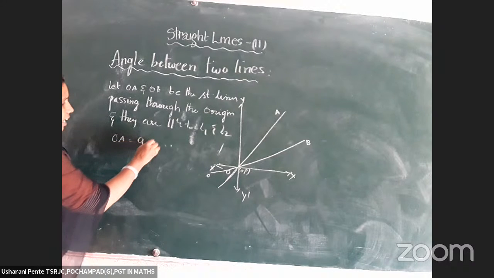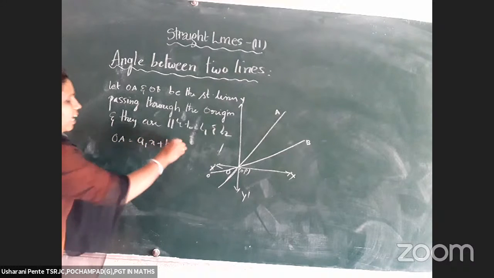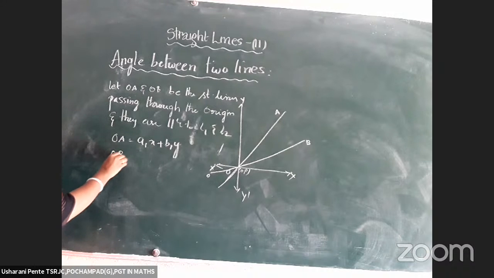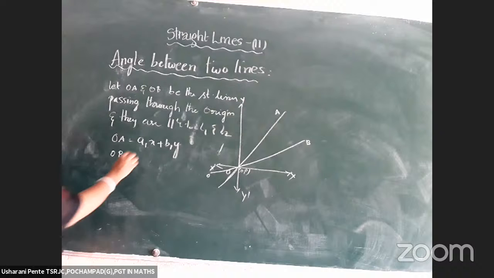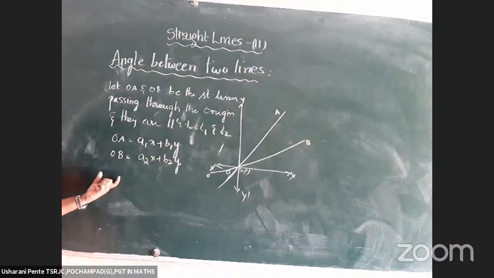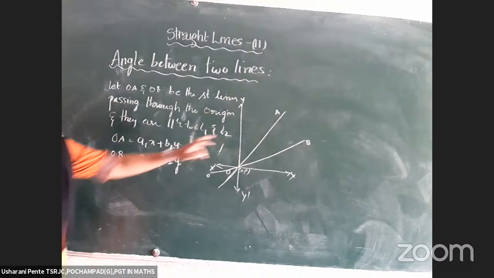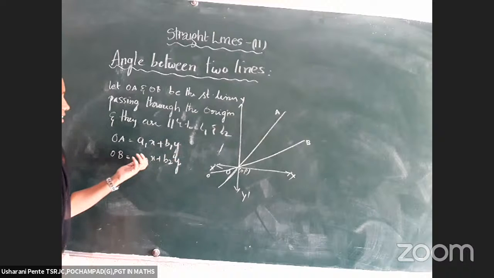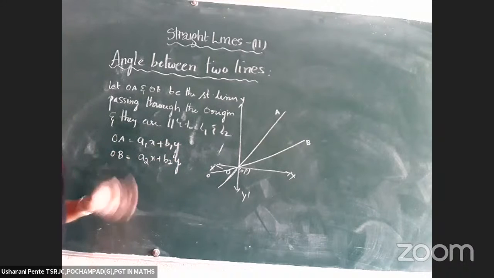We need to take that OA will be of the form A1x plus B1y. As they are passing through the origin, this will be the form. And what is the equation of OB? The equation of OB will be A2x plus B2y. The equation of this is A1x plus B1y, and this is A2x plus B2y.